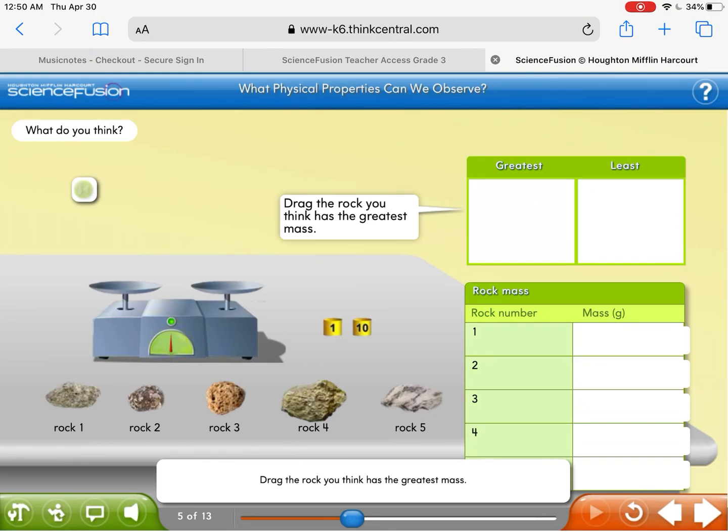I am going to pick rock 1 because I feel like it looks like it's really squished together and made out of a lot of tiny rock pieces that have been crushed down for a very long time.